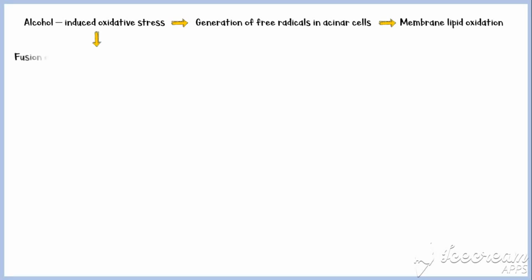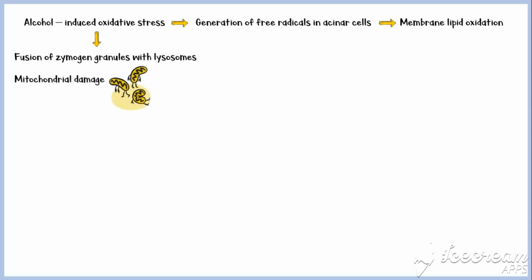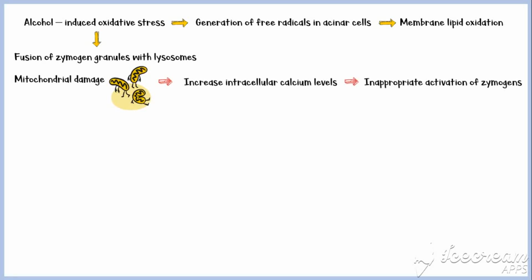Alcohol-induced oxidative stress may generate free radicals within acinar cells, leading to membrane lipid oxidation. Oxidative stress also promotes the fusion of zymogen granules with lysosomes and mitochondrial damage, which increases intracellular calcium levels, leading to inappropriate activation of zymogens. However, it is important to note that most drinkers never develop pancreatitis during their lifetime. Thus, key aspects of the pathophysiology of alcohol-induced pancreatitis remain unexplained.